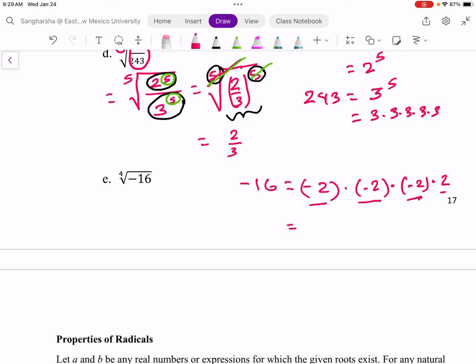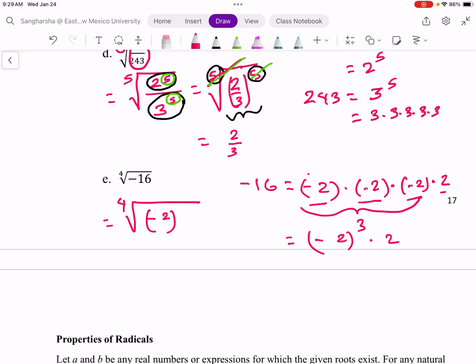So here we have three negative 2s, so we have negative 2 to the power 3 times 2. So here we have the fourth root of negative 2 to the power 3 times 2. Now each of these factors in the radicand doesn't have an exponent the same as the index, so we can't cancel. There's nothing we can cancel, right?